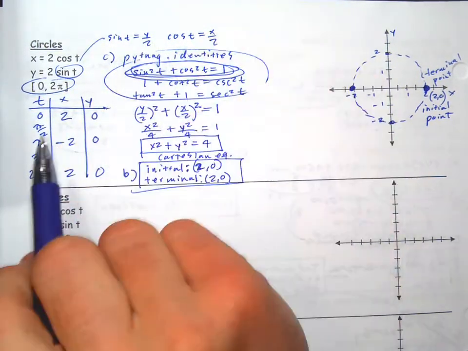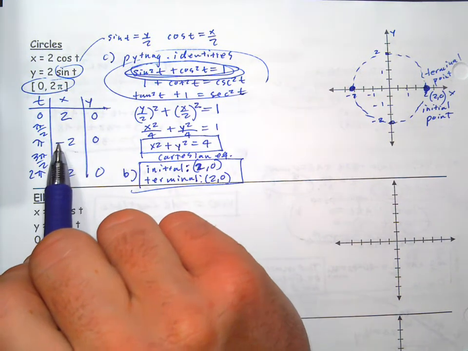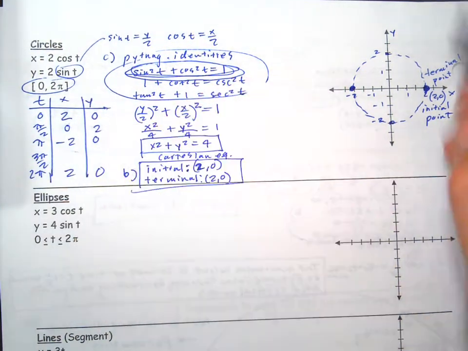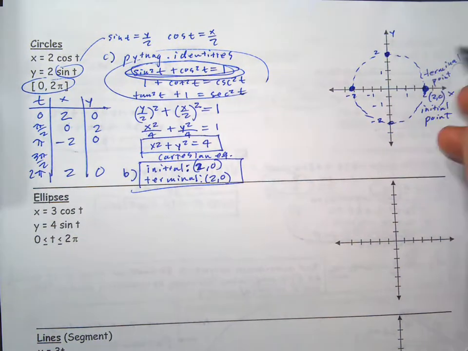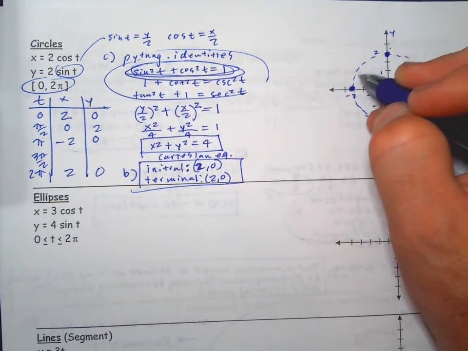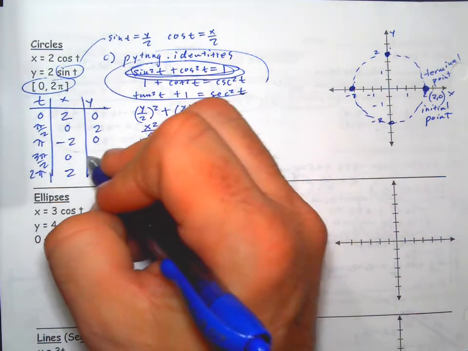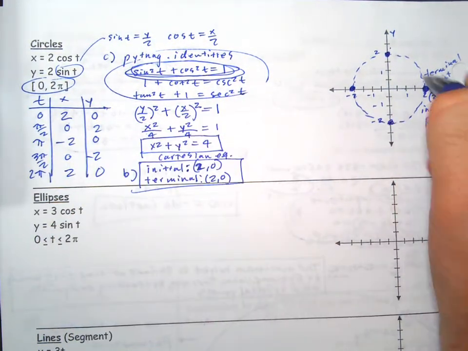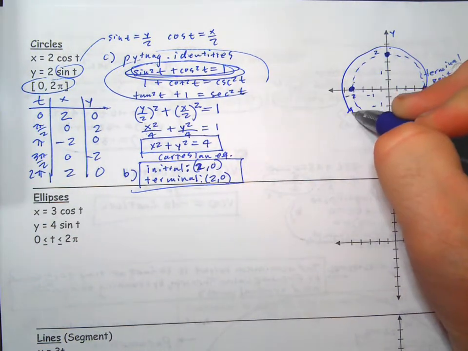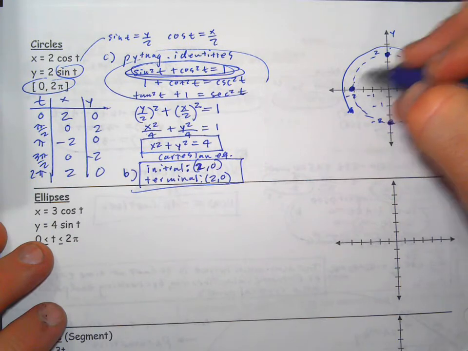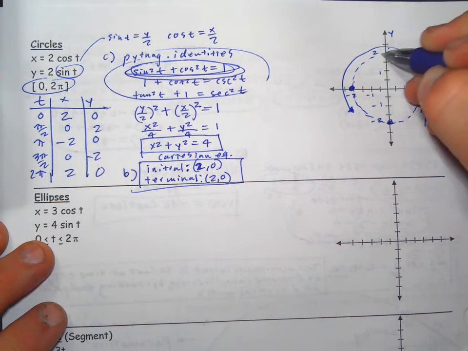So pi over 2, cosine pi over 2 is 0, so 0, 2. So this is 0, this is pi over 2, this is pi, 3 pi over 2 ends up being 0, -2, so that's down here. So it's definitely going this direction. So I'm going to draw a little extra line around it with an arrow showing the direction. Okay. And then it is the whole circle because it starts here and it goes all the way around.